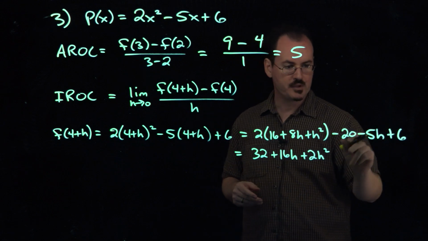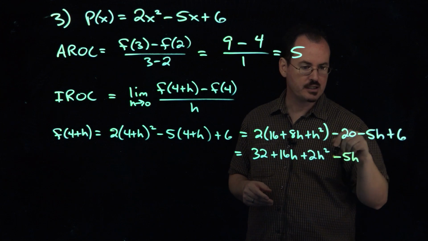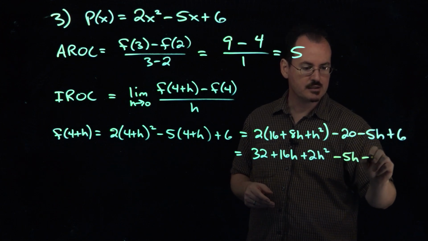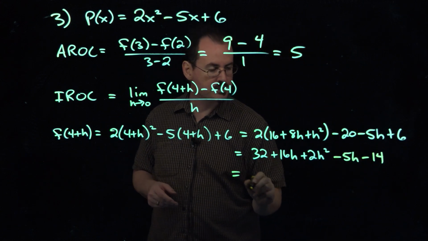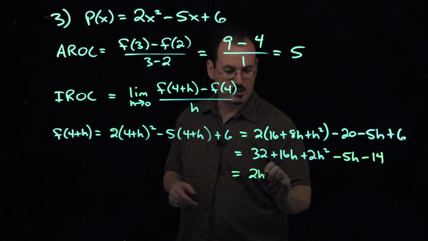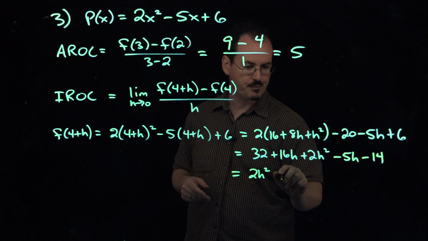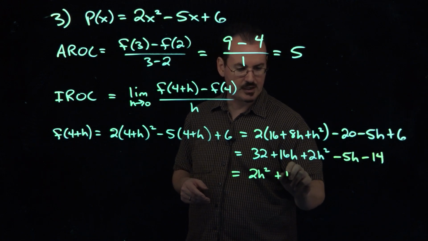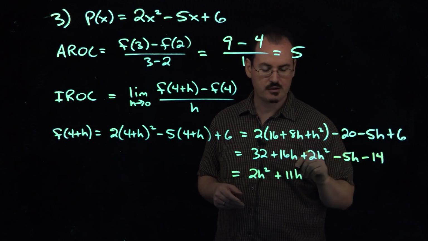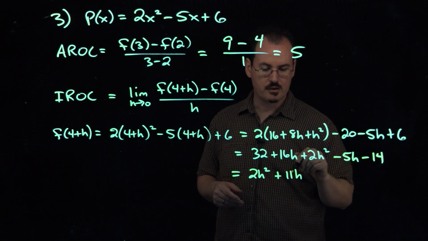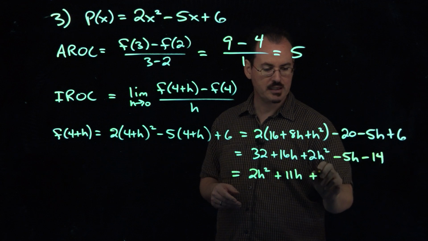And then just the last bit here would be to rearrange the order and then combine like terms there. So we get minus 20 plus 6 is minus 14. And then we'll combine our like terms on this thing and get 2h squared. We've got a 16h minus a 5h, so that's going to be 11h, so plus 11h. And then we've got a couple of constants, 32 minus 14, that's 18, I believe, so we're going to have plus 18 there.